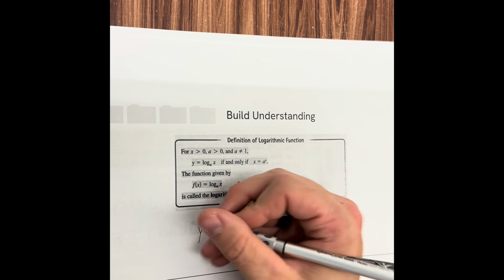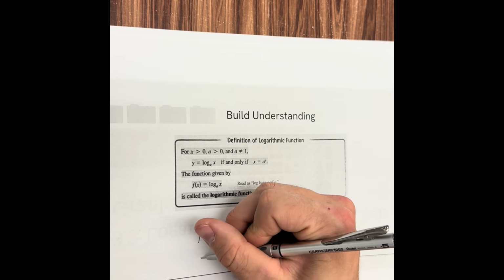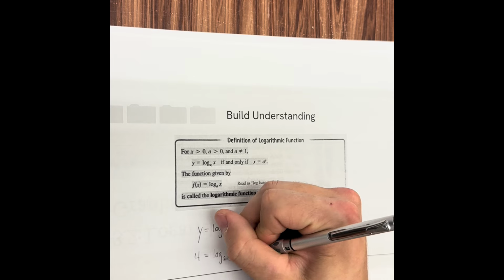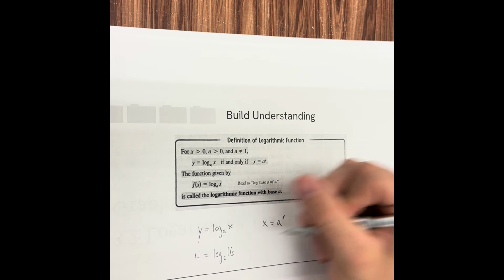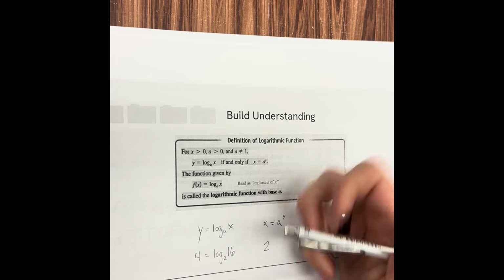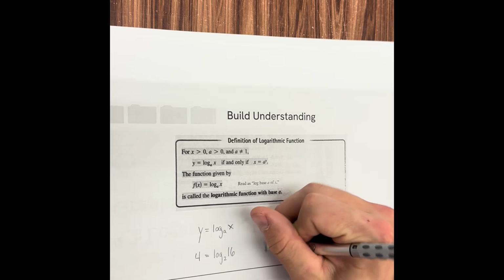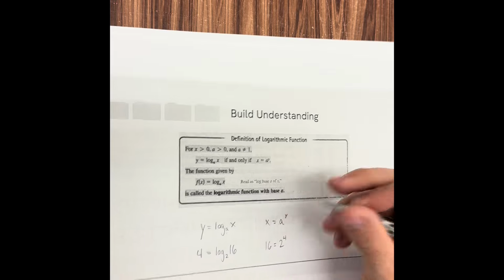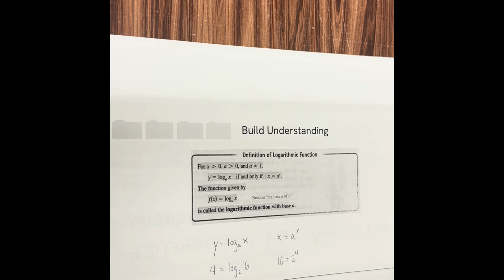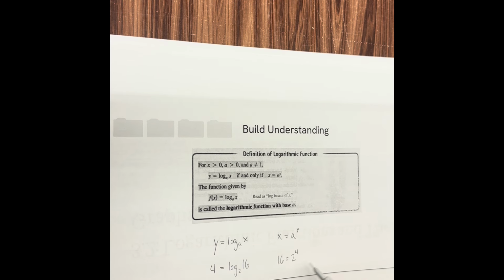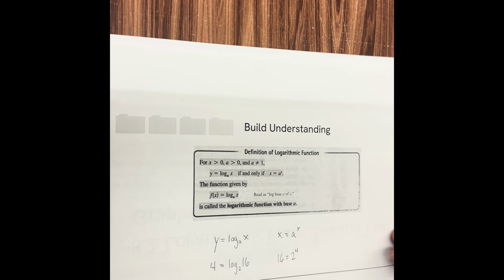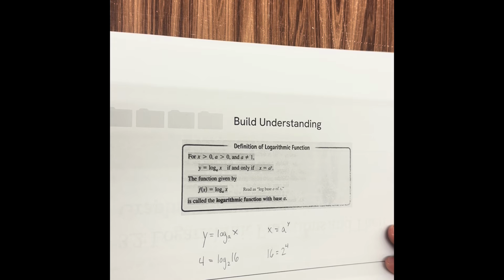I guess I could do a quick example here. So if we had 4 equals log base 2 of 16, right? That means that 16 equals 2 to the power of 4. All right, so 4 equals log base 2 of 16 means that 16 equals 2 to the power of 4, which if you check that, it is true. 2 to the 4th power is 16. All right, so that's just an example of what that's going to look like.